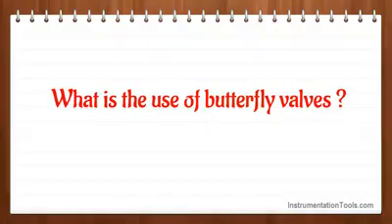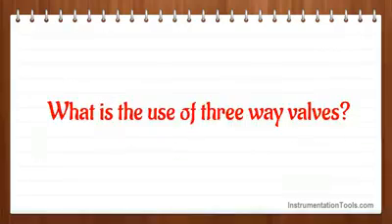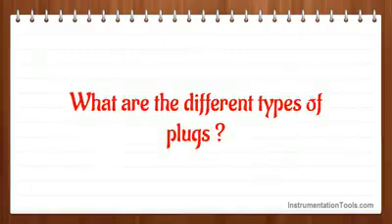What is the use of butterfly valves? Butterfly valves are used only in systems where a small pressure drop across the valve is allowed. The butterfly is fully open when the disc rotates by 90 degrees. A drawback of this valve is that even a very small angular displacement produces a big change in flow. What is the use of three-way valves? Three-way control valves are only used on special systems where a dividing or mixture of flows according to a controlled ratio is required. What are the different types of plugs?